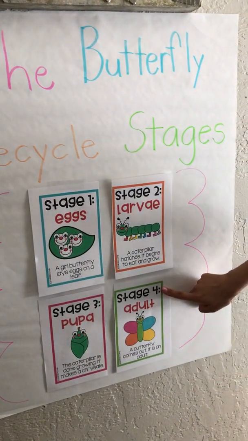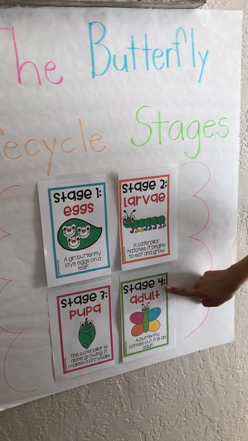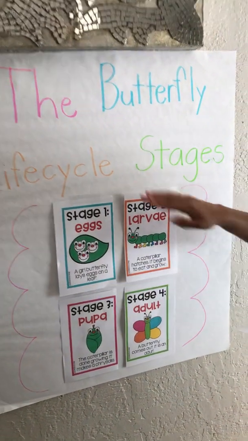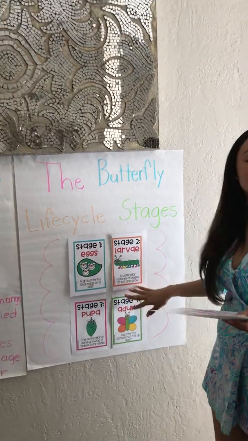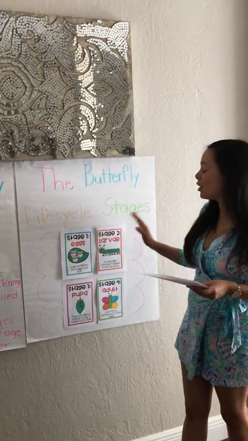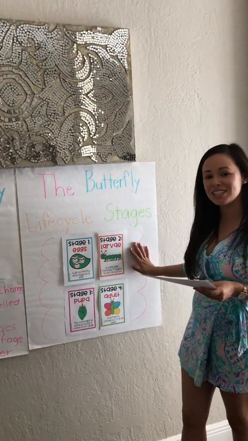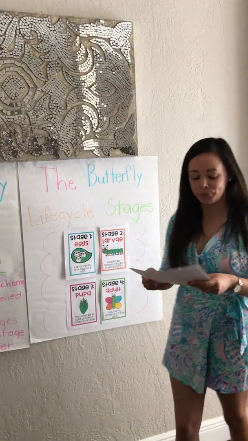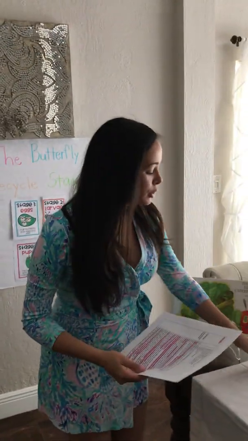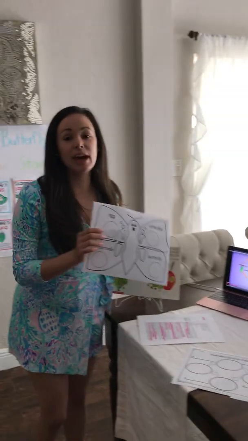And then stage 4 is the adult butterfly. A butterfly comes out and it is an adult. So we would read this about 1 or 2 times through repetition so the students are well aware of the different stages of the butterfly life cycle. So finally, after that, I would go ahead and introduce the activity that we would be doing.